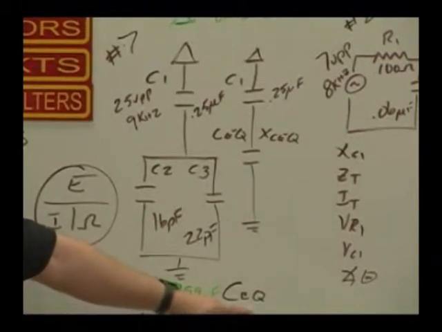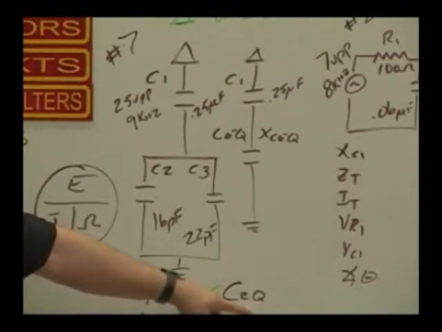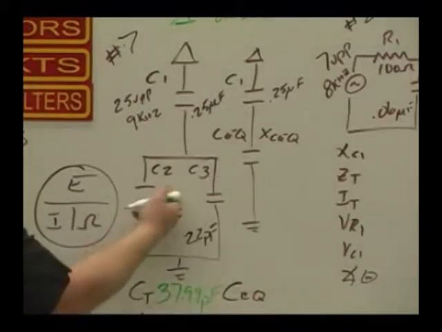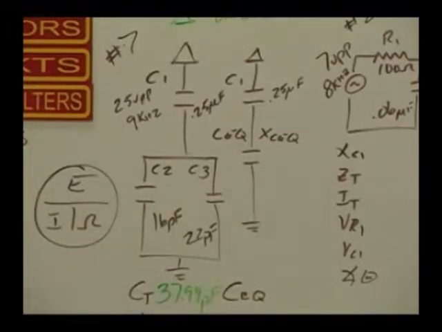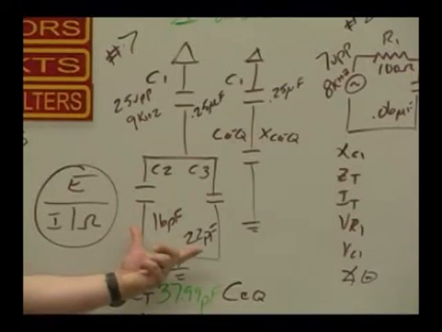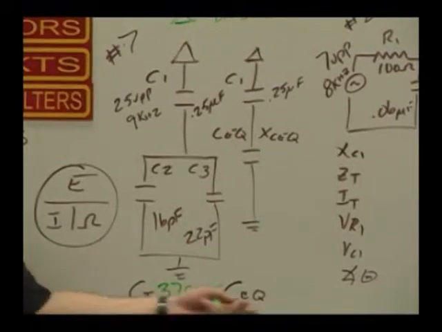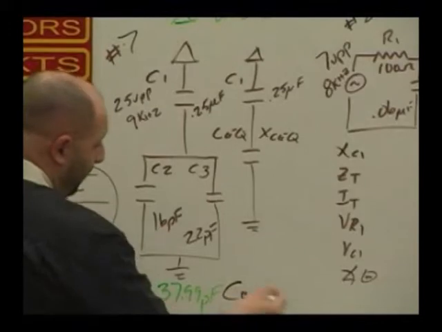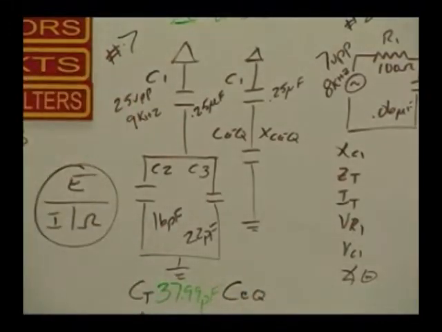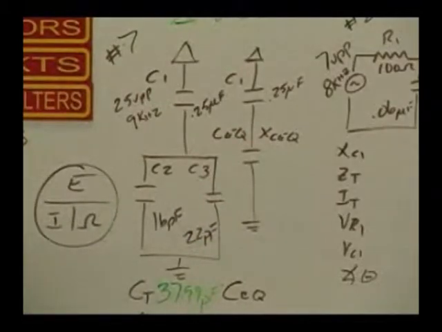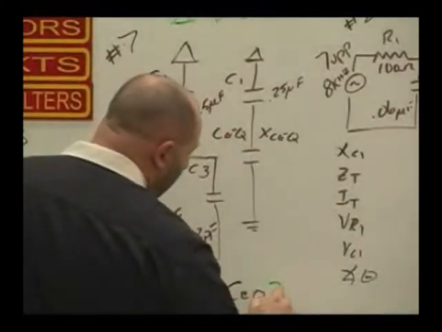Just like the series parallel inductor circuit, we have to find the equivalent capacitance between C2 and C3. If you remember the rules, don't forget the rules. How do we combine capacitance in parallel? We add it! 16 pico plus 22 pico, a CEQ or equivalent capacitance of what? I got 38 picofarads.